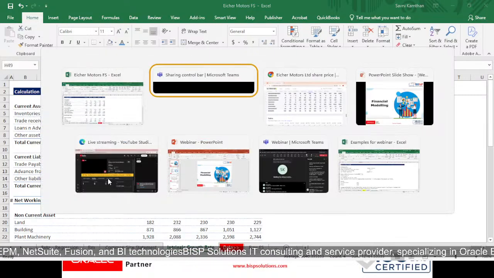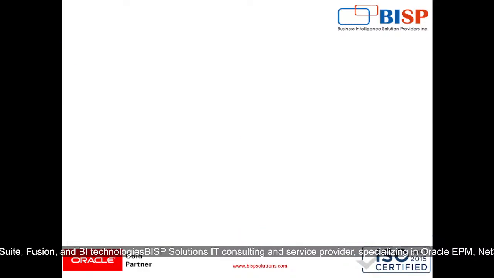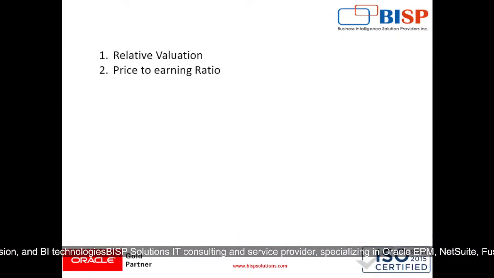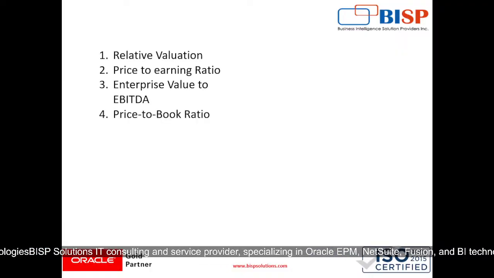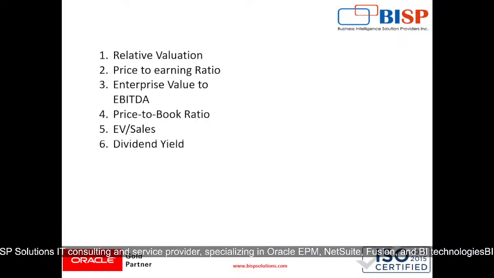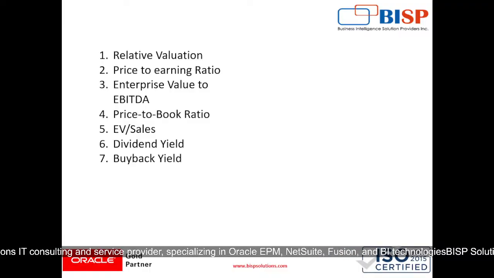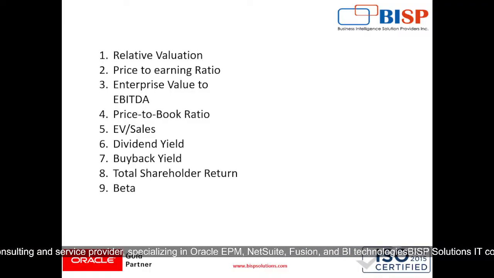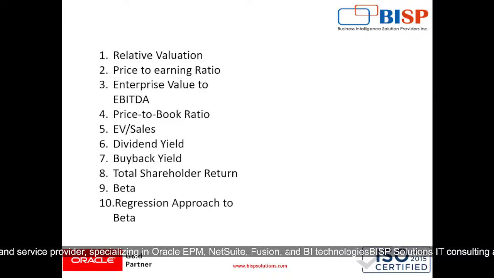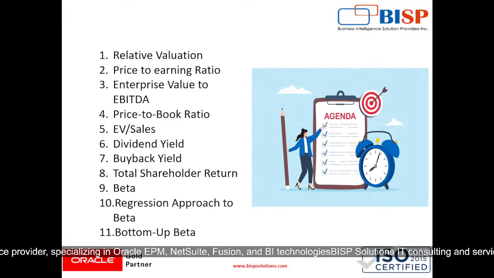Okay, now moving forward with our session today, we will be discussing relative valuation, price to earning ratio, enterprise value to EBITDA, price to book ratio, EV upon sales, dividend yield, buyback yield, total shareholders return, beta, and regression approach to beta, and bottom up beta.